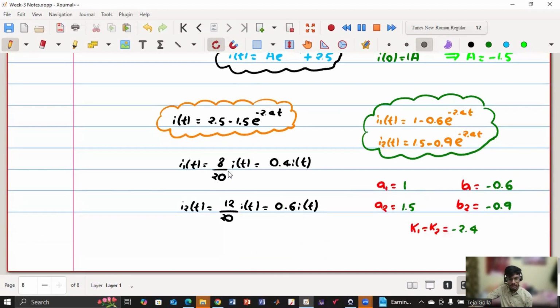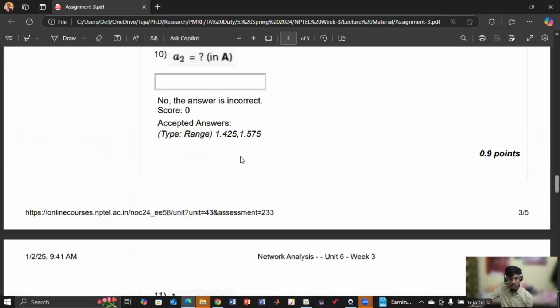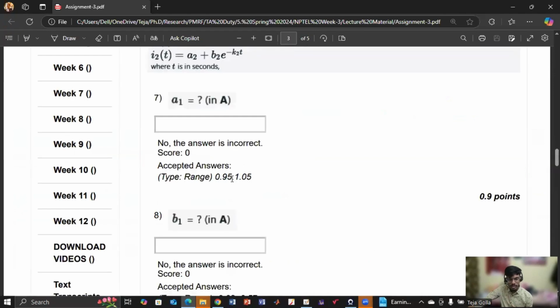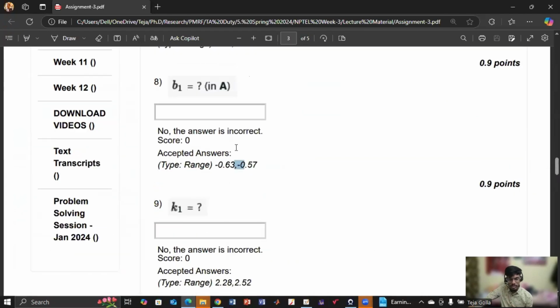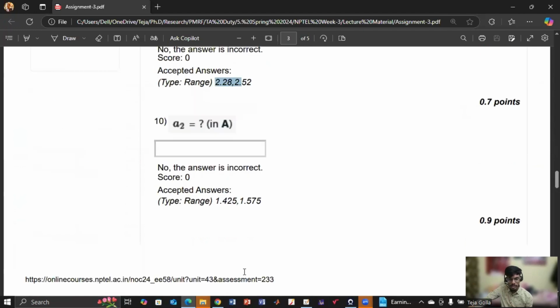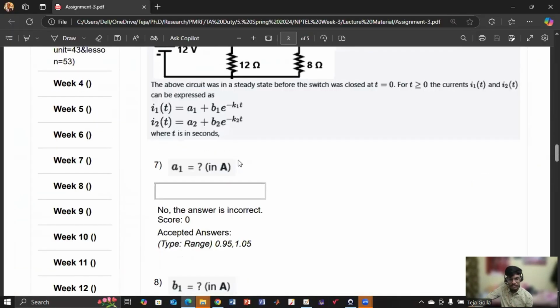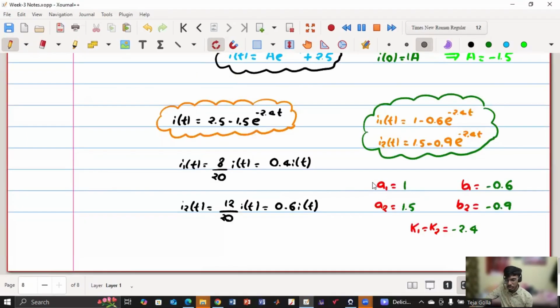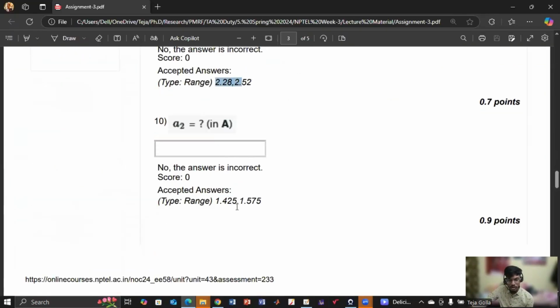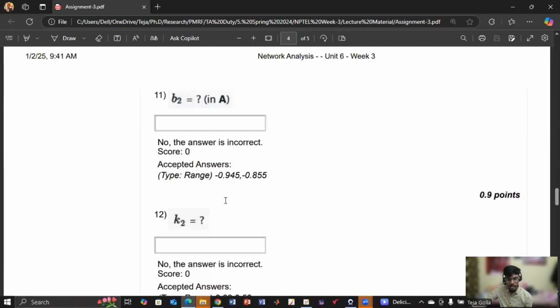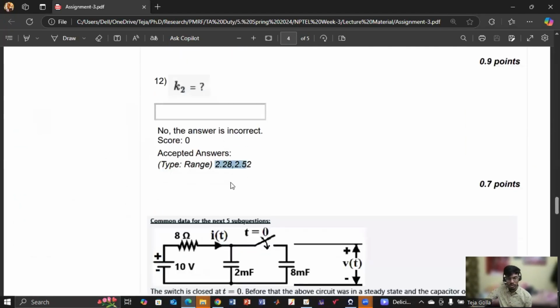So I think we have checked, right? I don't know whether we have checked. So this is 1 and this is minus 0.6. This is 2.5, right? If I'm not wrong. Sorry, 2.4 minus 2.4. So K1 is not minus 2.4. K1 and K2 are 2.4. So this is plus because they have already given minus. So this is plus 2.4. And B1 is minus 0.6. And then A2 is what? 1.5. And this is minus 0.9. And K2 is also 2.4.